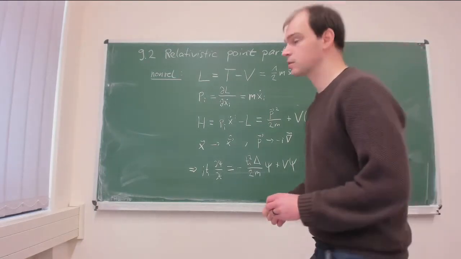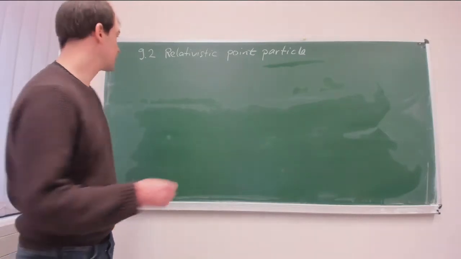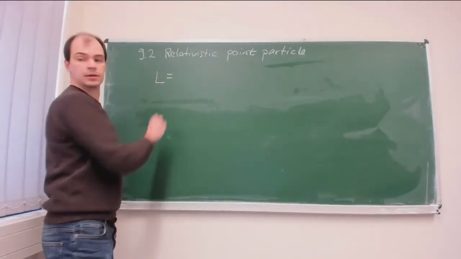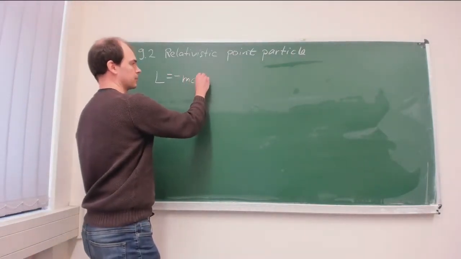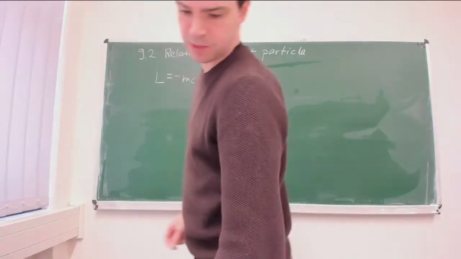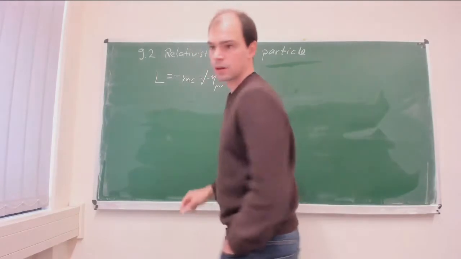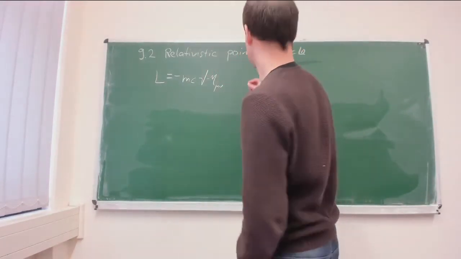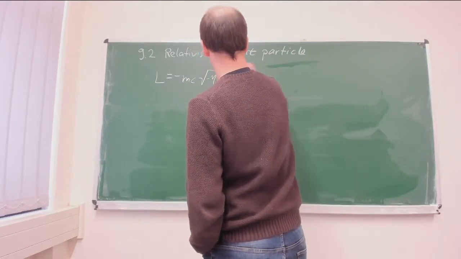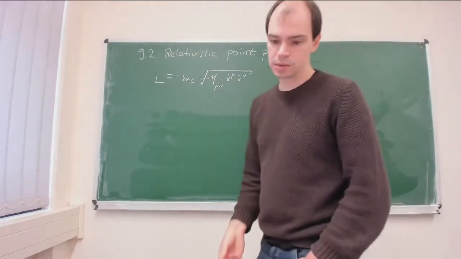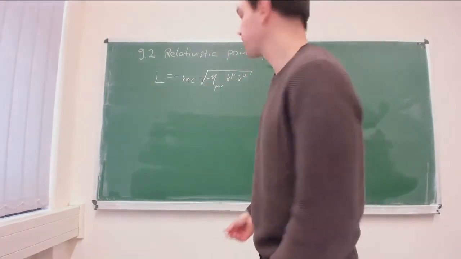And now we can try to do the same for the relativistic case. So in the relativistic case, we can write the Lagrangian as minus mc times the square root of minus eta mu nu x dot mu x dot nu. So this is the relativistic point particle Lagrangian.